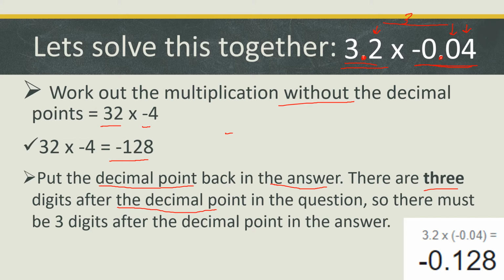So our answer here is negative 128. So there must be 3 digits after the decimal point in the answer as well. So we put our decimal here, and then we have to move to the left side 3 times. So 1, 2, 3. Our decimal point ended here, so our answer is negative 0.128.